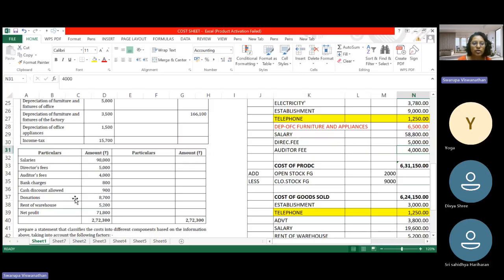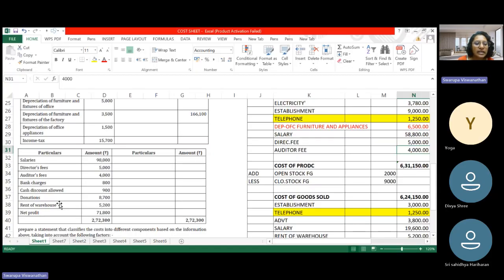Cash discount allowed, donations, these are all not part of our cost sheet, because in the cost sheet we try to find out what is the cost of production, what is the sale value, and what is the profit. We don't consider the discounts which are offered. We don't consider the financial aspects of the business.